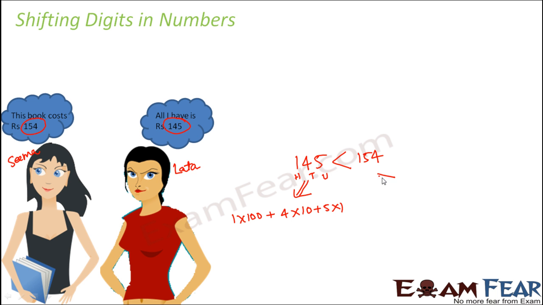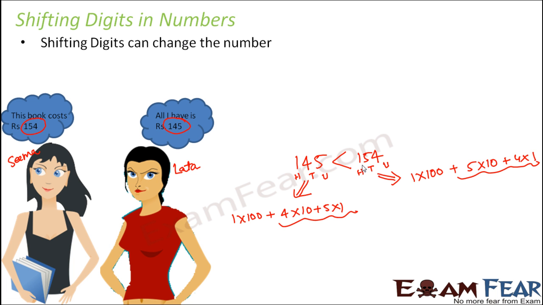But in this case what happens? 5 and 4 get interchanged. So here 4 is at units place, 5 is at tens place and 1 is at hundreds place. So this is 1 into 100 plus 5 into 10 plus 4 into 1. So the value of this part changes in both of them, and that is why the overall number changes. So what we learn is shifting digits can change the number.